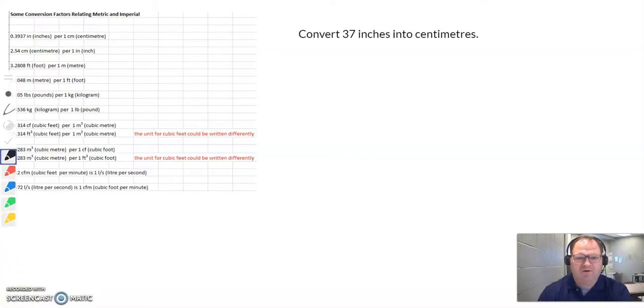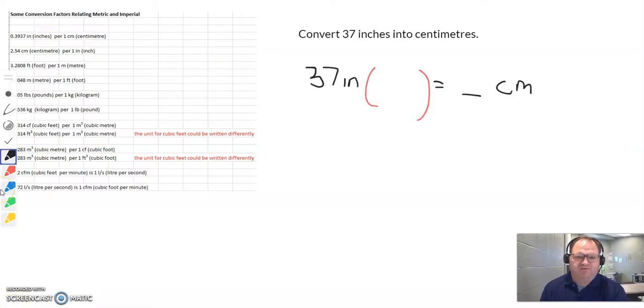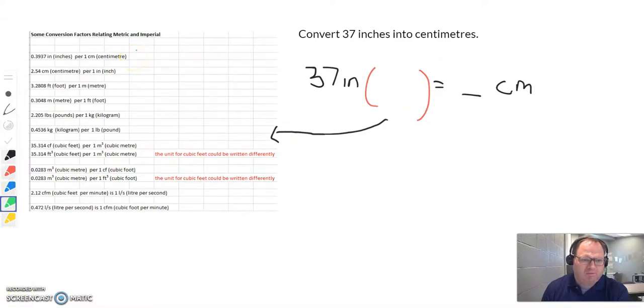So we have to convert inches into centimeters, and so we'll start with our setup. So we have 37 inches, some conversion factor equals a certain number of centimeters. That conversion factor comes from the chart. And so our conversion factor in this case is this one here, because it has inches and centimeters. That's what we're concerned with.